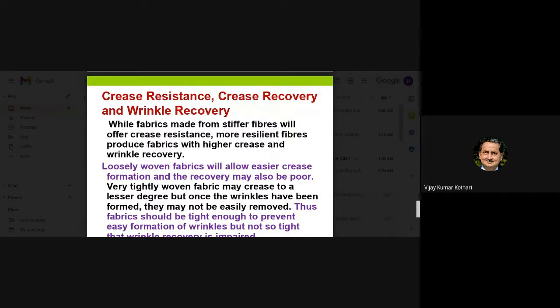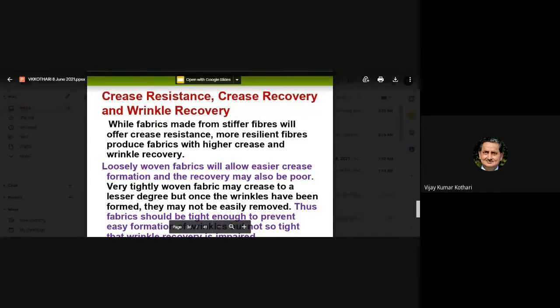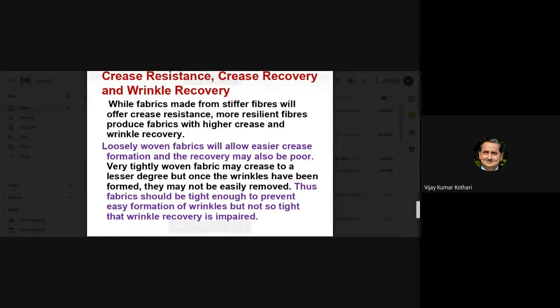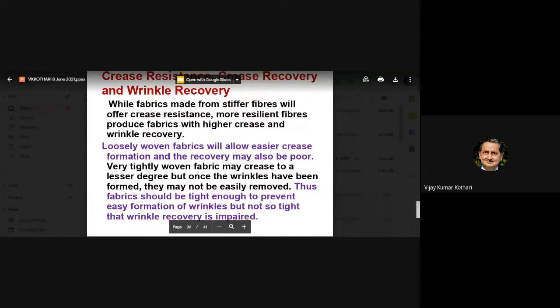Fabrics made from stiff fibers will offer more crease resistance, and more resilient fibers could produce fabrics which have higher crease recovery and wrinkle recovery. So fiber selection becomes one important factor. Once again, loosely woven or tightly woven fabrics could affect the way the creases are formed in the structure and the way the creases recover and the wrinkles are left in the fabric structure.